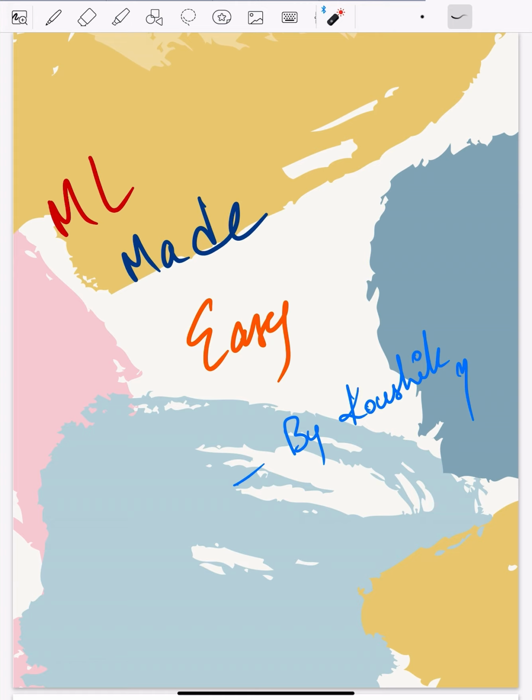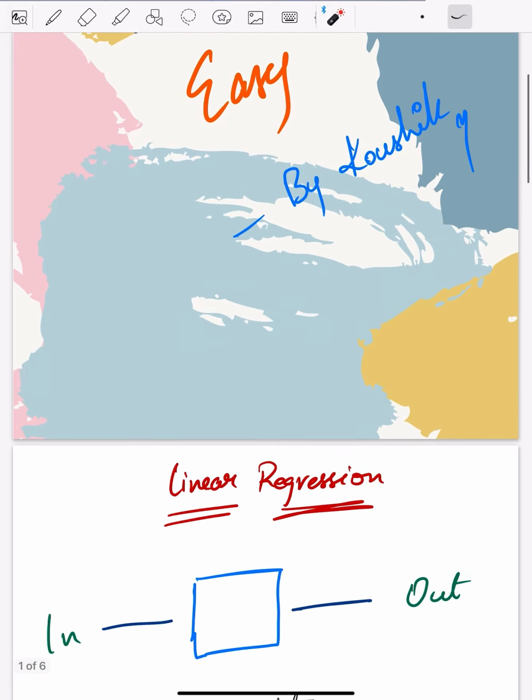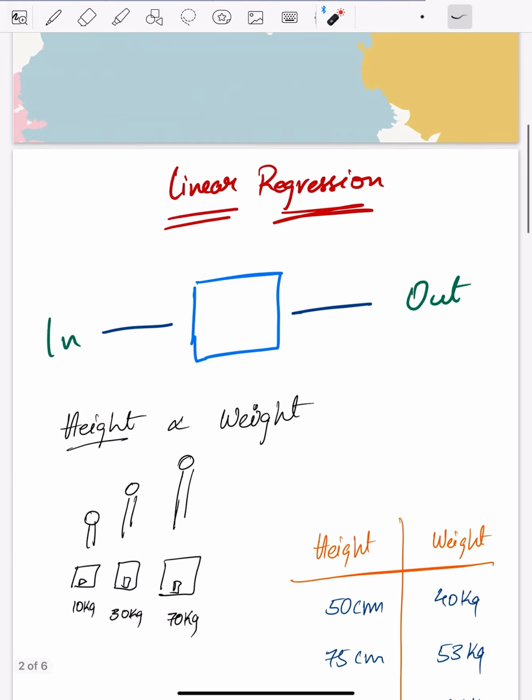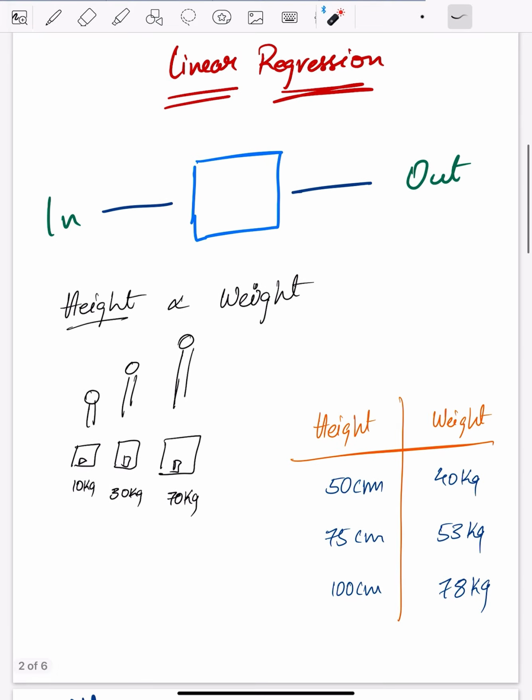So welcome guys, welcome to my first video. In this video, I was planning to talk about linear regression. I hope you know a little bit of machine learning. The first video that I'm going to make is linear regression. So let's start. Before going into linear regression, first let me explain what you can expect from this video.